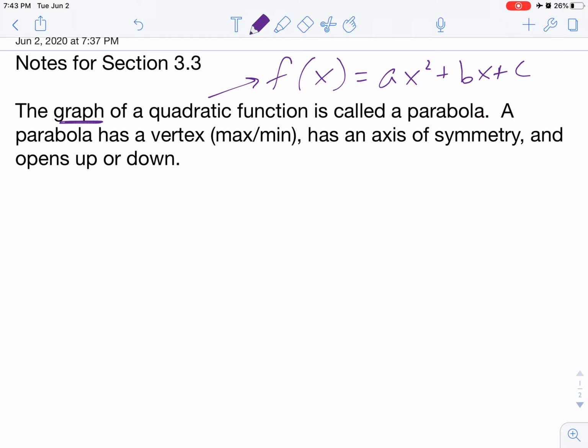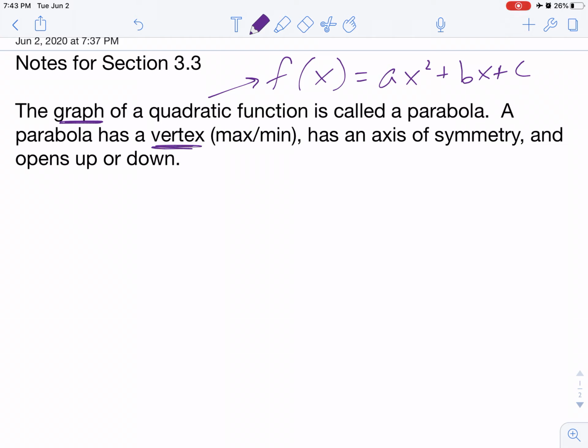And a parabola has a vertex. That's the most important point of a parabola, I think, usually. It has an axis of symmetry, and it opens up or down. There are some other important features of a parabola, but those are the main ones. We can also find zeros of a quadratic function, but we'll get to that later, and I think that's review.